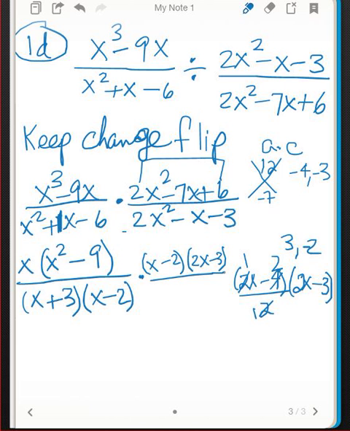Now we're going to do that same similar thing to this denominator. So we do 2 times negative 3, that's negative 6. And our b is negative 1. That's the coefficient of our x term. So two numbers that multiply to give us negative 6 and add to negative 1. So that's negative 3 and 2.